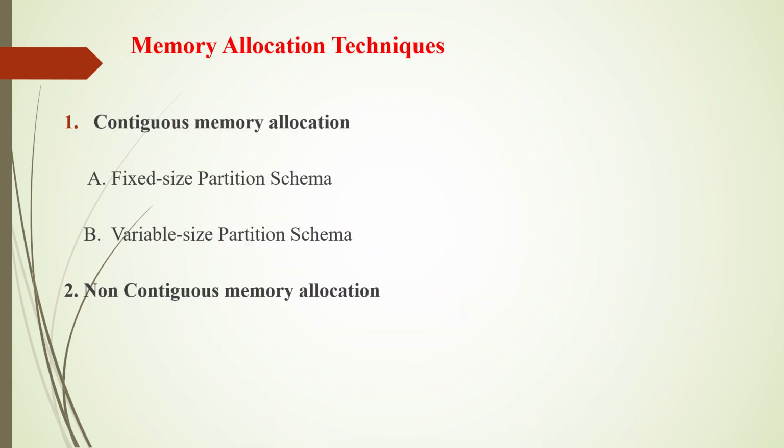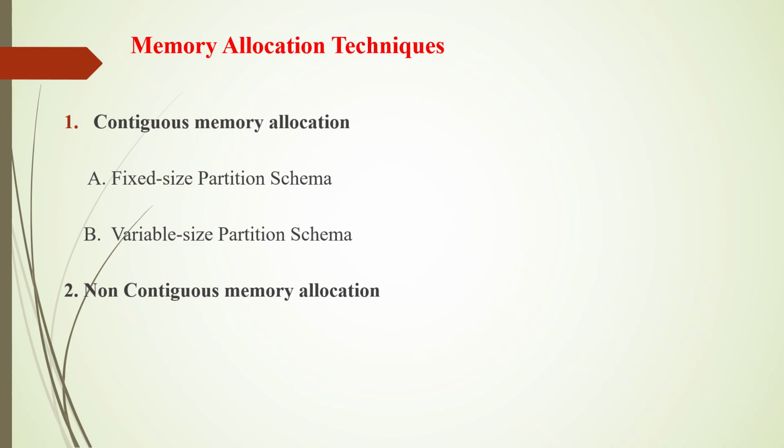Now we will understand the different memory allocation techniques. Memory allocation is the process of assigning a memory space to a process so that it can execute properly. It is an important part of memory management because it helps the operating system use available memory efficiently. There are two main types of memory allocation technique. First one is contiguous memory allocation technique and the second one is non-contiguous memory allocation technique.